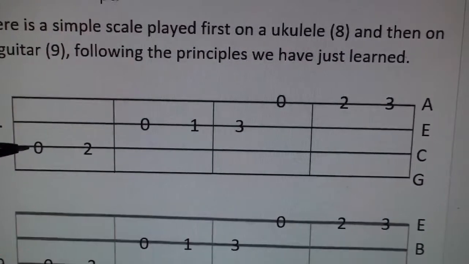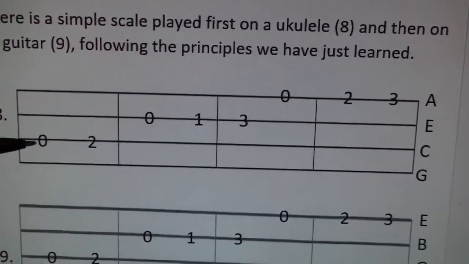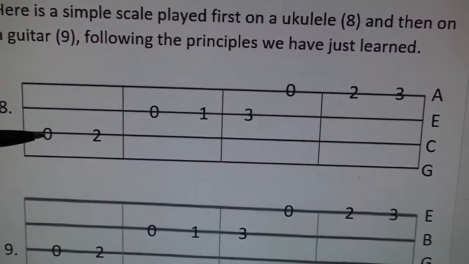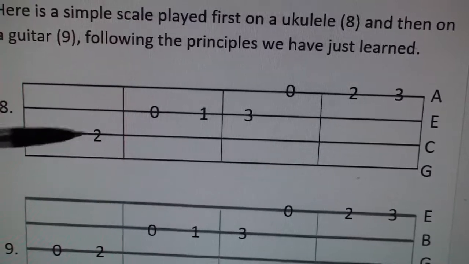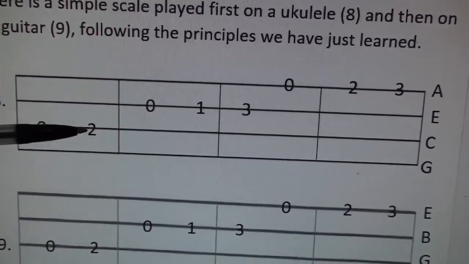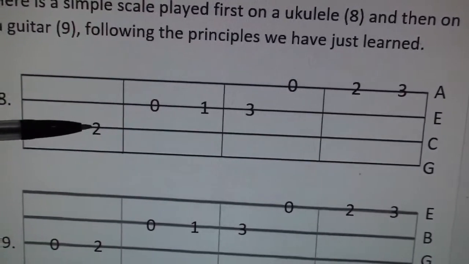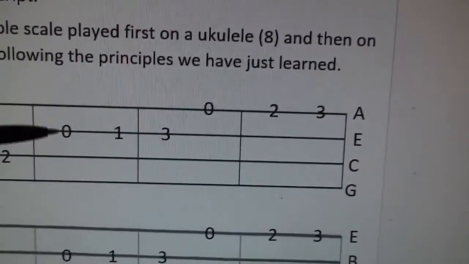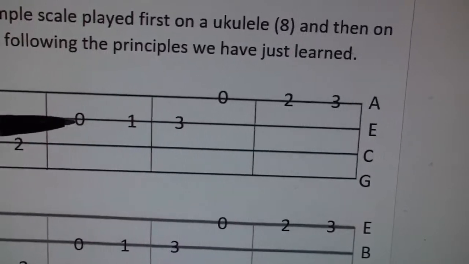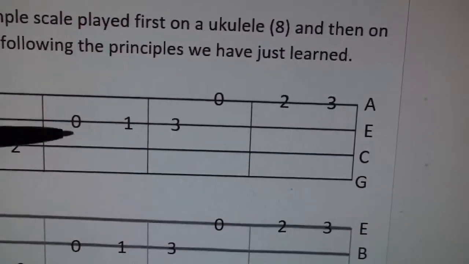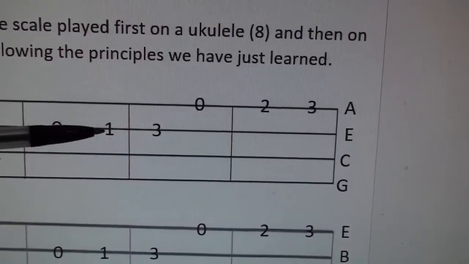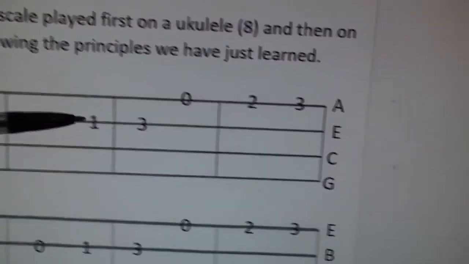So this is the 3rd string. So you're going to have open, so you're plucking that string with no fingers on the fretboard at all. Then you're putting your second finger, second fret on that string. Then you're going to jump a string. So open, so you're plucking the string, no fingers on your left hand at all. Then first finger, first fret on the same string.